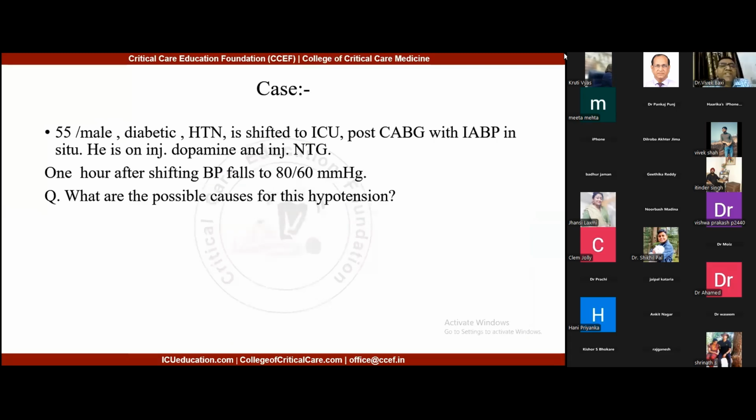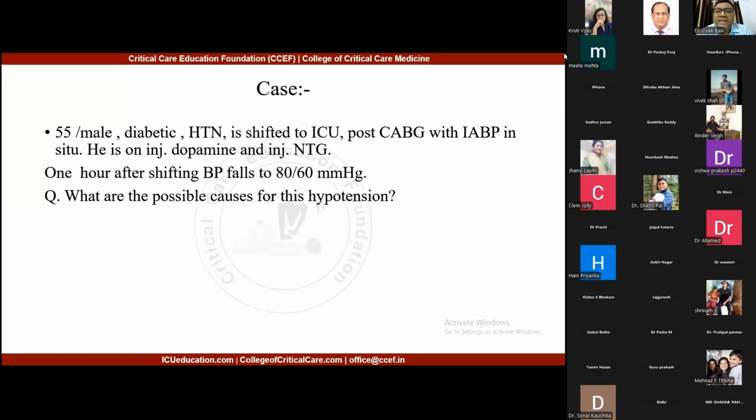Now, let us start with a case. See, such kind of case is going to be there in your e-cases in your exams also. A 55 male diabetic hypertensive shifted to ICU post CABG with IABP in situ. He is on injection dopamine and injection NTG. 1 hour after shifting to the ICU, BP falls to 80/60. So now the question is, what are the possible causes for this hypotension? I want all of you to write down the causes in the chat box.